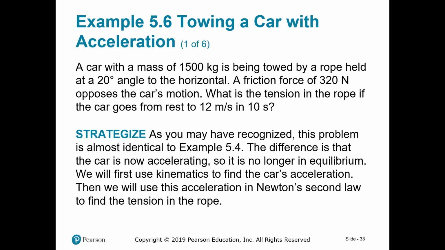And another similar example we already worked on is here, right? A car with a mass of 1500 is being towed by a rope at 20 degrees. So this is exactly the same as what I had previously. A friction of 320 Newtons is opposite to the car. What is the tension? And the car goes from rest to 12 meters per second, right? So this is v initial, this is v final, and this is a time. So you already have three pieces of information, right? So then you can find the acceleration, you can find the delta x, right? But now here we are interested in the tension, right?